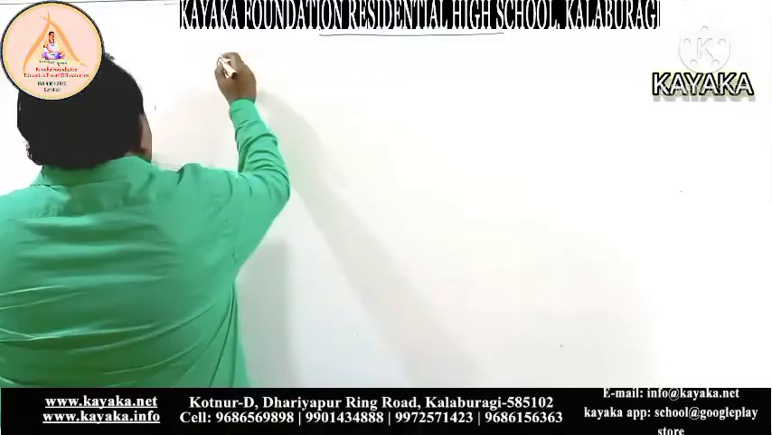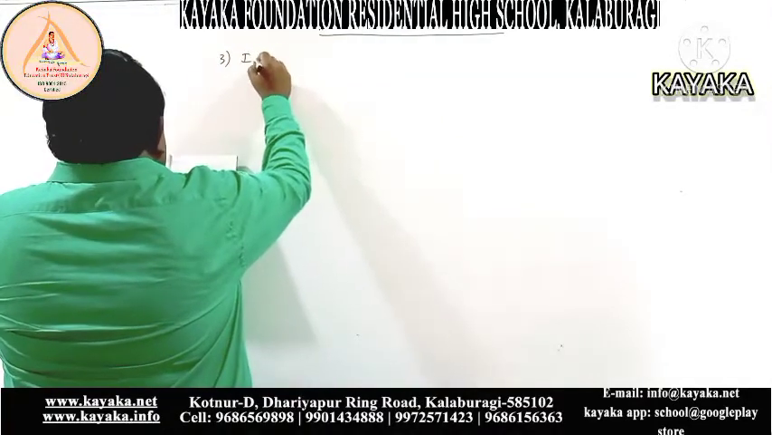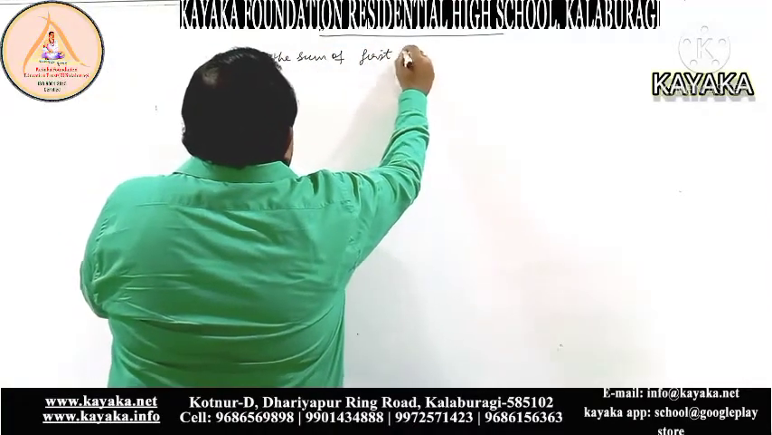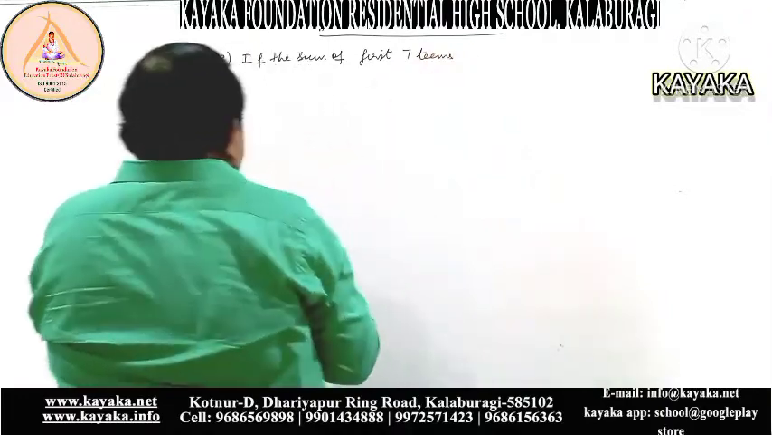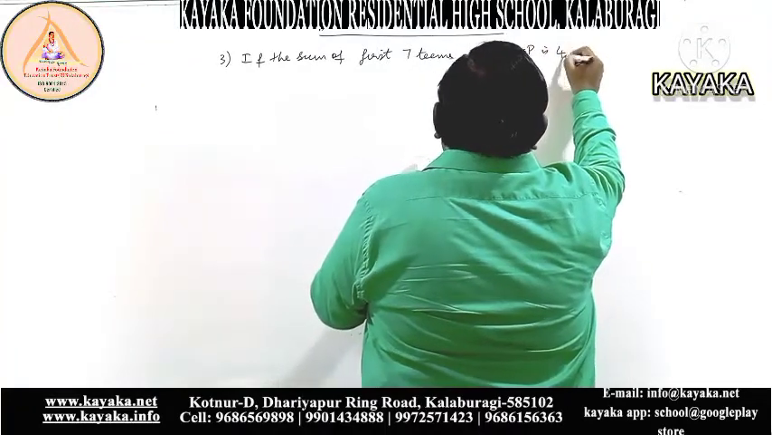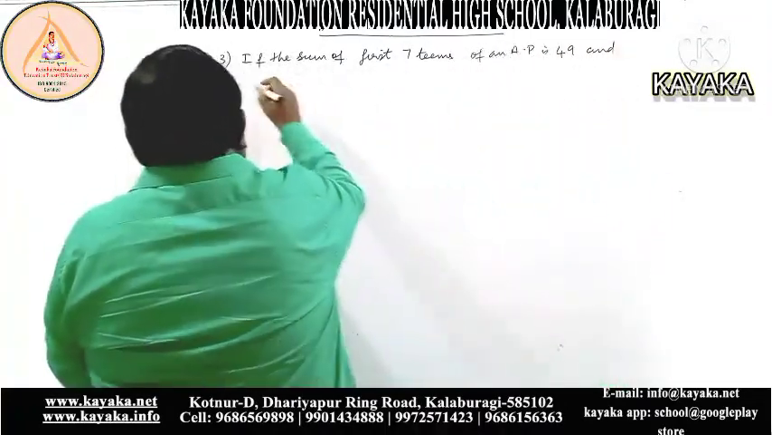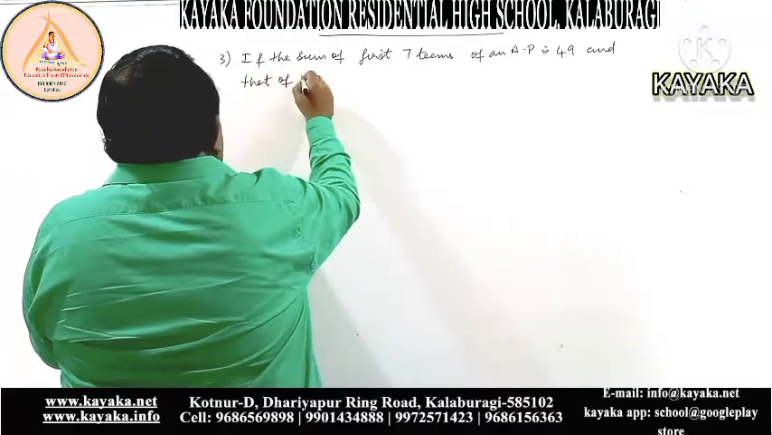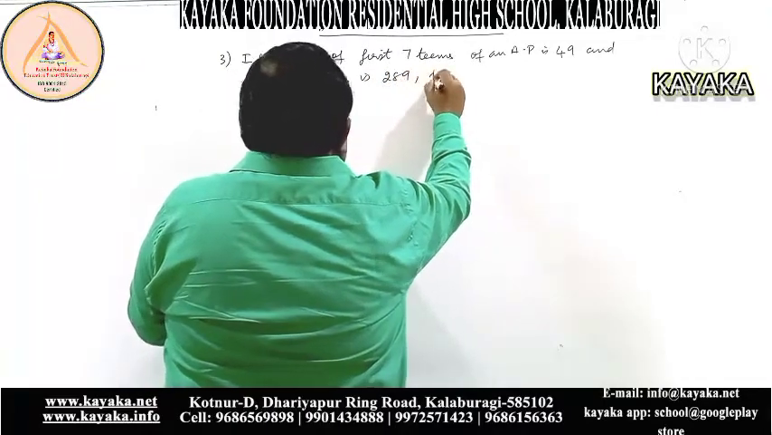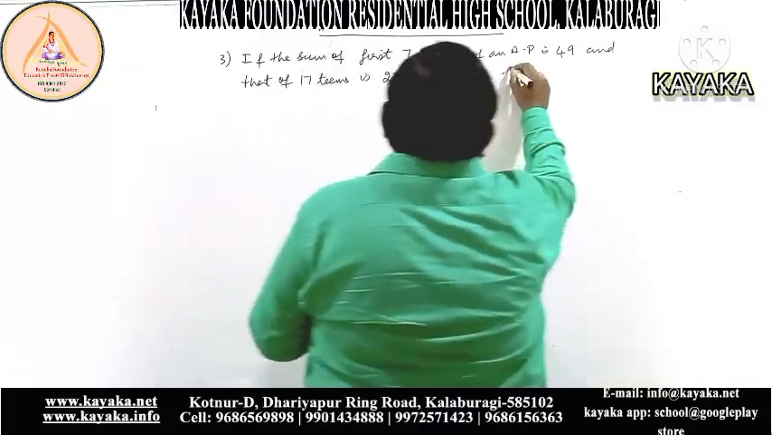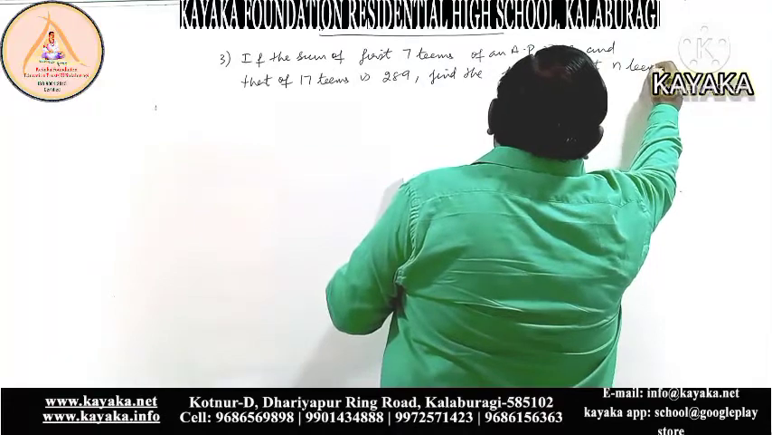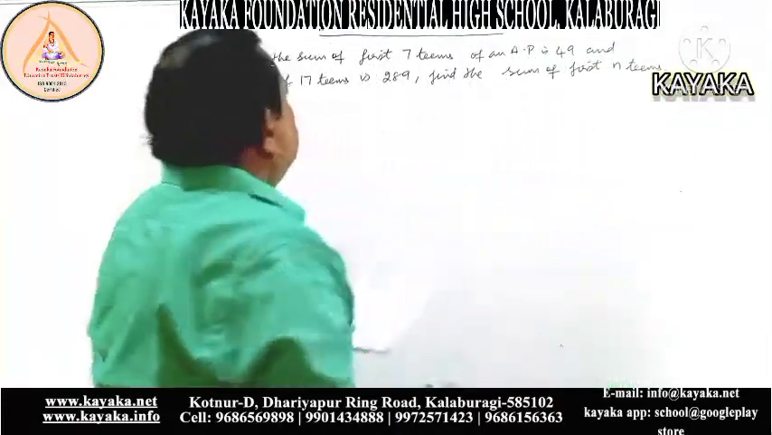If the sum of first 7 terms of an AP is 49 and that of 17 terms is 289, find the sum of first n terms. See, this problem, it's a very interesting one.